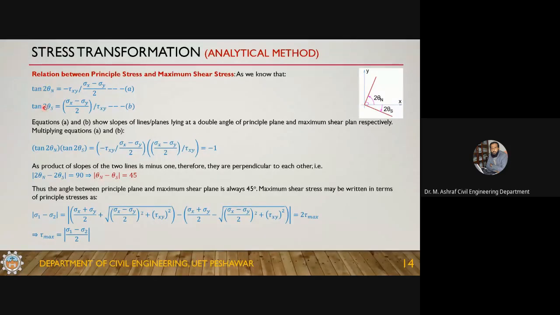Now when you multiply this with this one, you get what? Minus 1. And this is slope, this is slope. So this is not the slope of the principal plane, this is the slope of the double of the principal plane. And this one is the slope of double of the maximum shear stress plane. Not the same line, but at a double angle. Okay, so this is like M1 and this is M2, the product of two slopes. If it is equal to 0, then what does it mean?